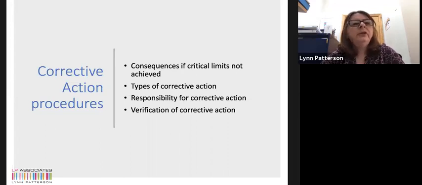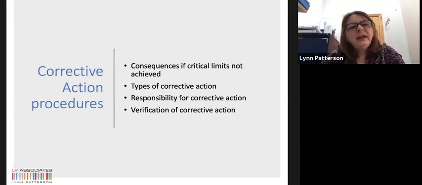You may have to dispose of it. And three, root cause analysis. What went wrong? What do we need to do to prevent this happening again? So we need to be very detailed on what type of corrective action, who is responsible for each type of corrective action, and we need to verify that the corrective action has been implemented correctly.